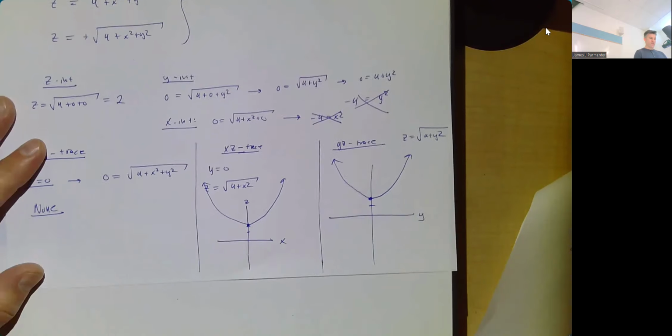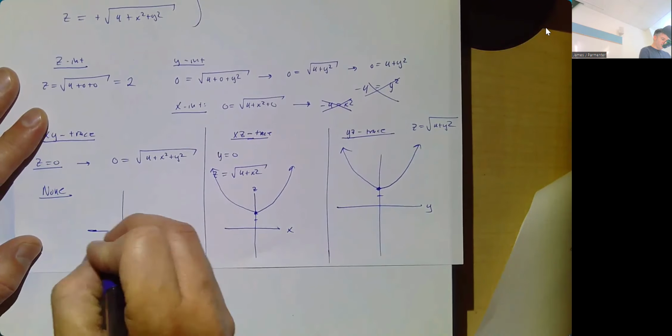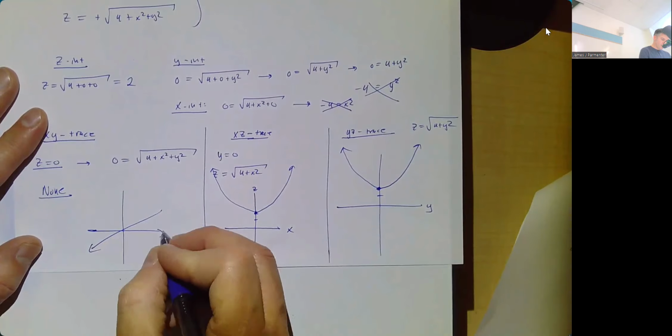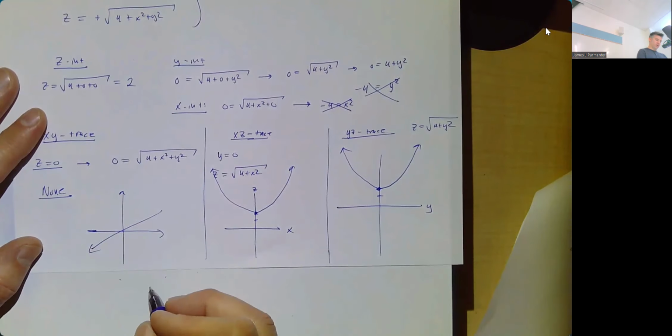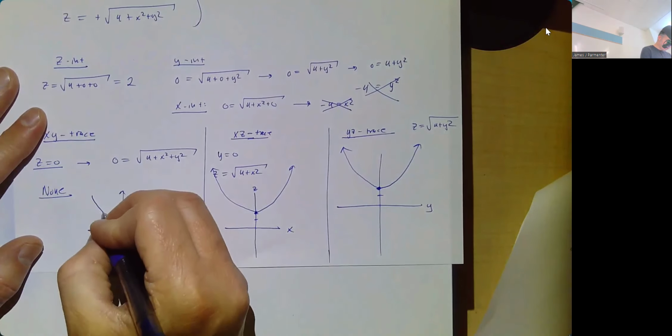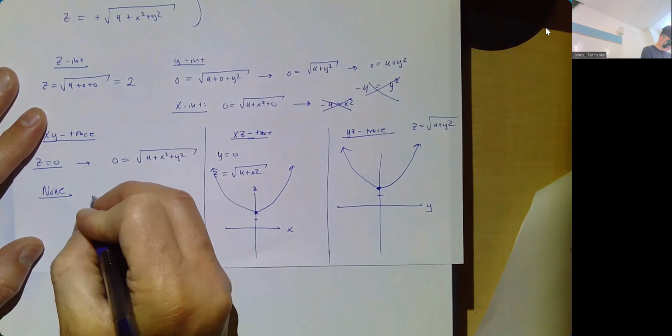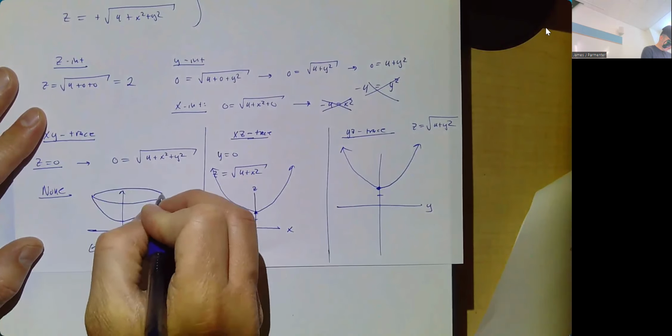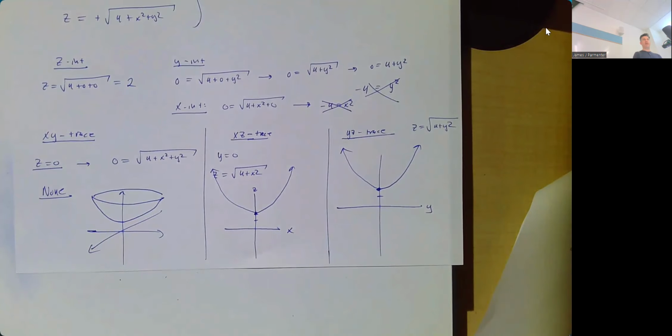And so the surface I'm drawing here, just so you all can know it, is half of a hyperboloid of two sheets. So it looks kind of like this. Kind of like a bowl. But it's not like the paraboloid, it's a hyperboloid.